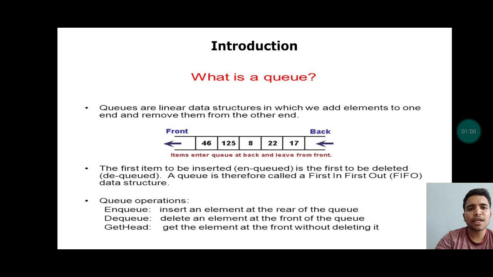Queue operations: enqueue, dequeue, get head. Enqueue: insert an element at the rear of the queue. Dequeue: delete an element at the front of the queue. Get head: get the element at the front without deleting it.